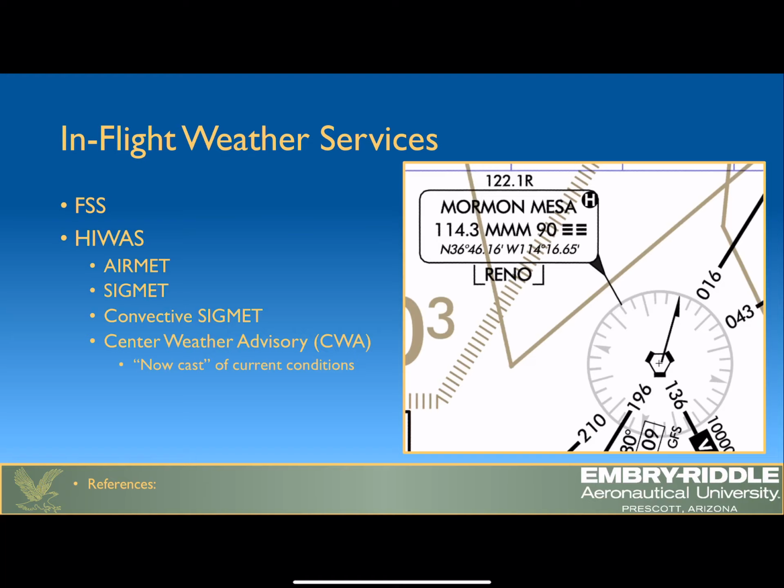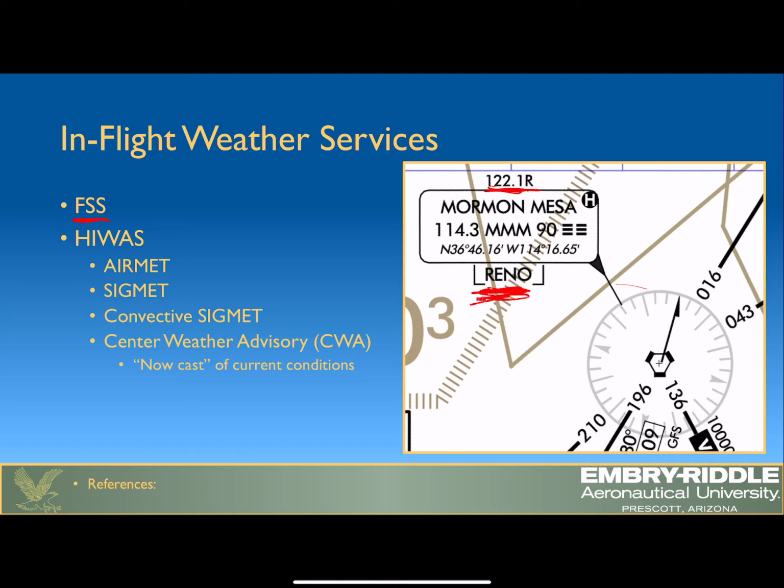Okay, let's talk about in-flight weather services. When you're in the aircraft, as always, you can call flight services. So in this case, looking at this VOR, we can see we can call Reno on 122.1 receiving. So we can always call flight services and get the most up-to-date weather information. All you have to do is figure out the closest flight service station, or the closest frequency that I can get flight services on.